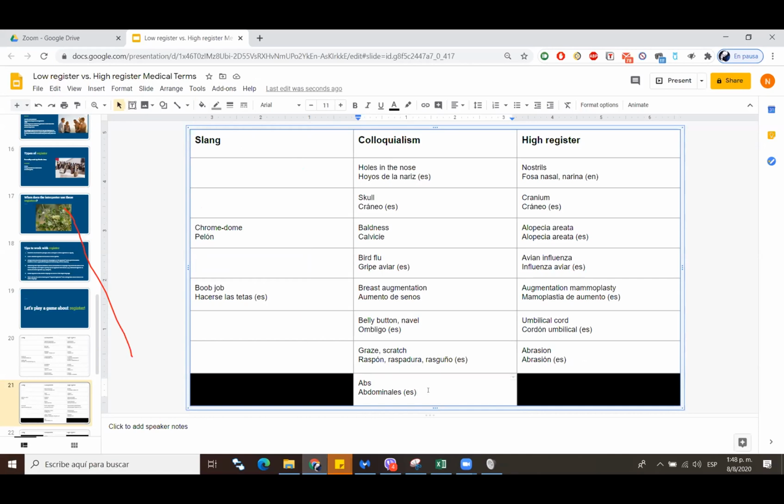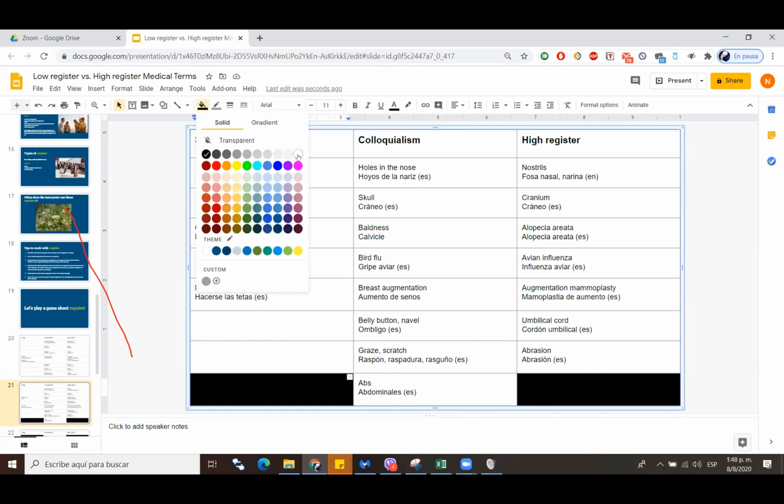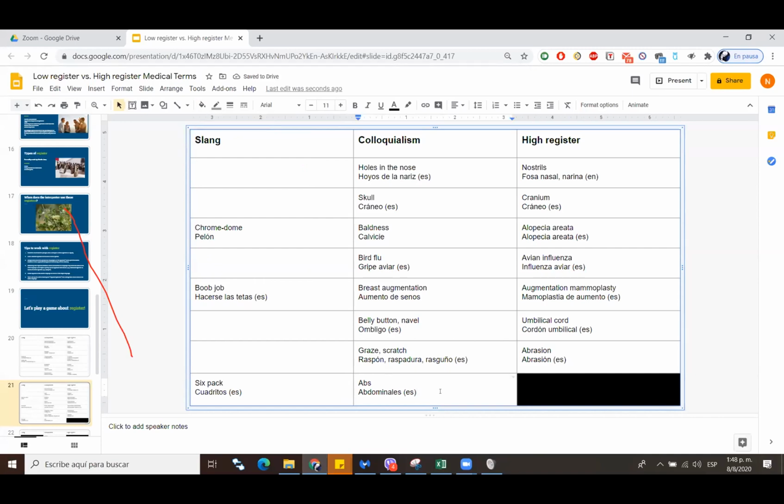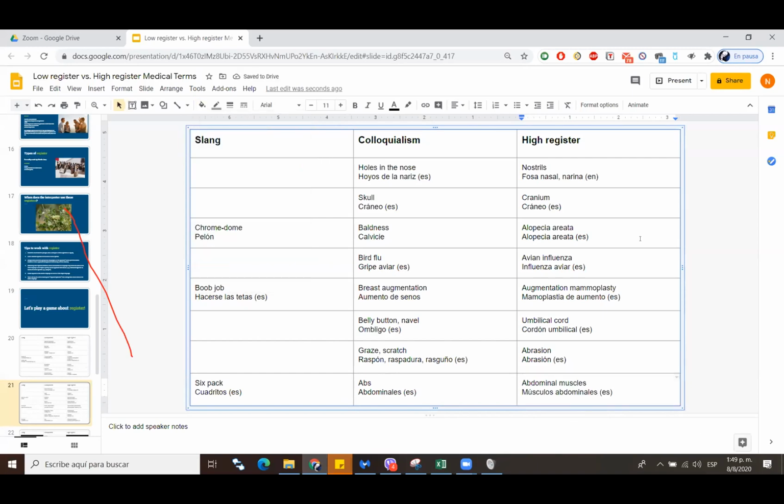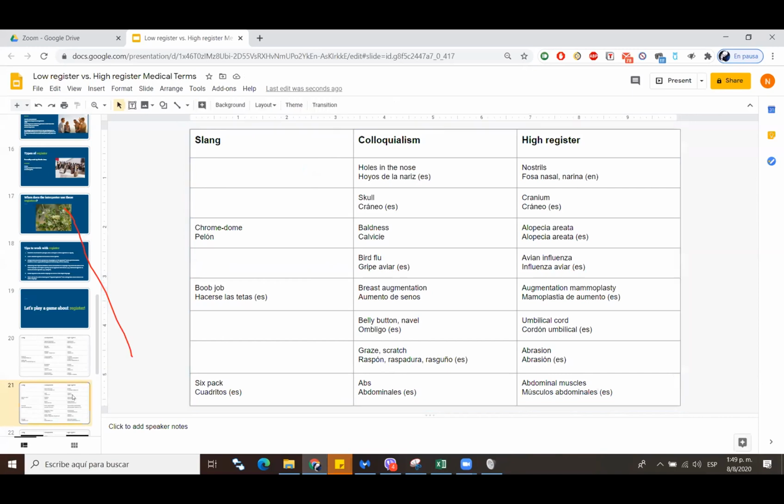Okay, now let's see abs. Abs in high register slang. Pectoral muscles. Six pack. Yeah. And the high register? But who said abdominal muscles? No, pectoral muscles. But pectoral, I think, is the upper part, the chest. And the abs is down in the belly. Yes, abdominal muscles.